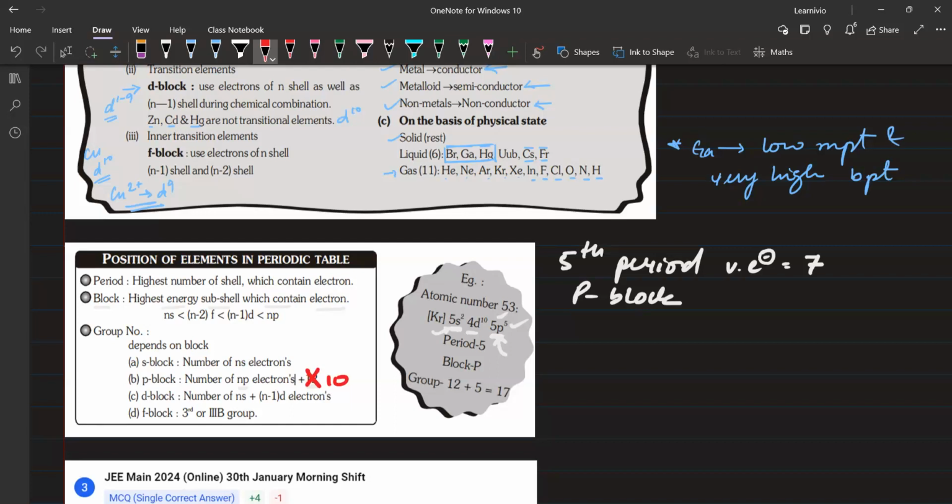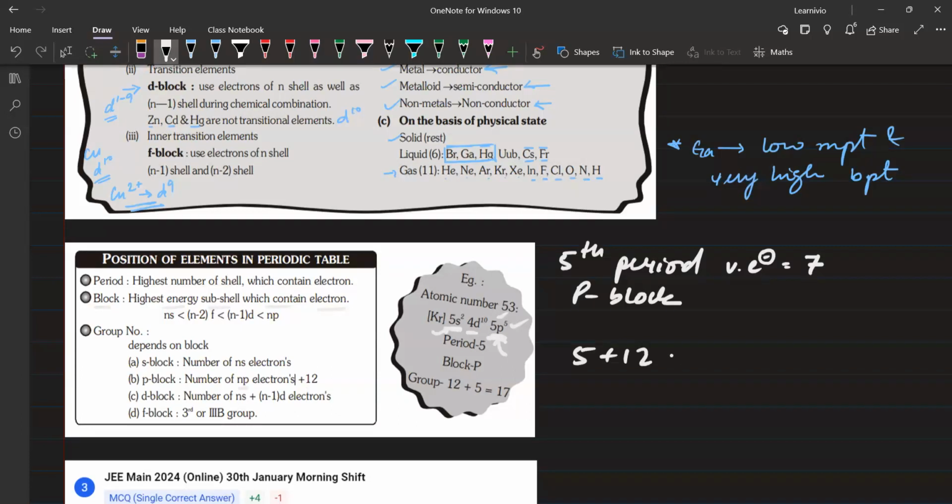The number of electrons in the... okay, fine. If they are writing here, it is written NP electrons. Then it is fine. 12 we will have to write. The number of NP electrons. NP means you have to look only at the P subshell, not the S subshell. So in that case, it will be what? Number of electrons in the NP is 5 plus 12, it will be 17.